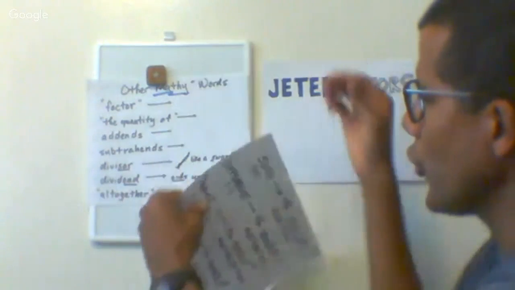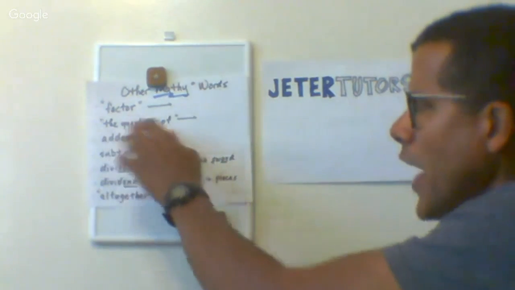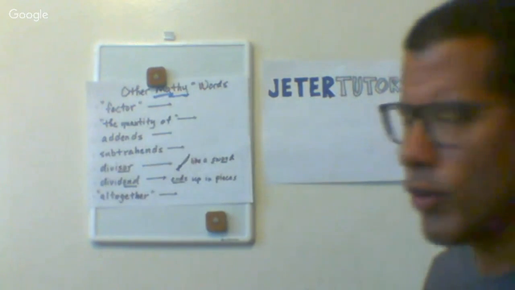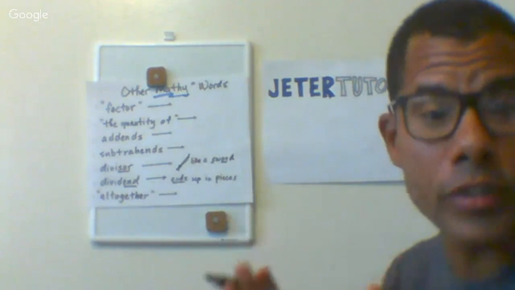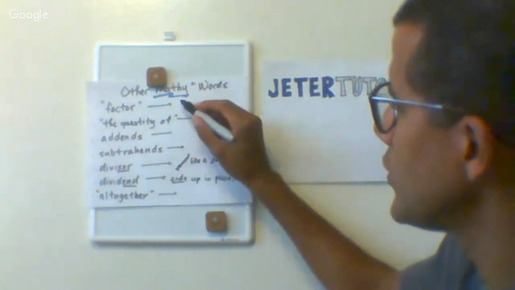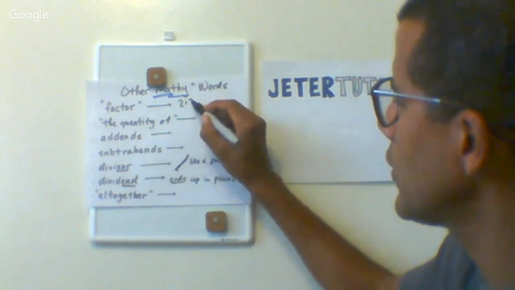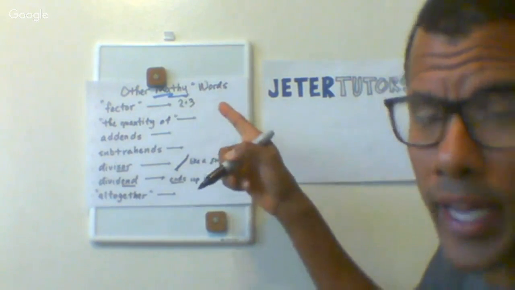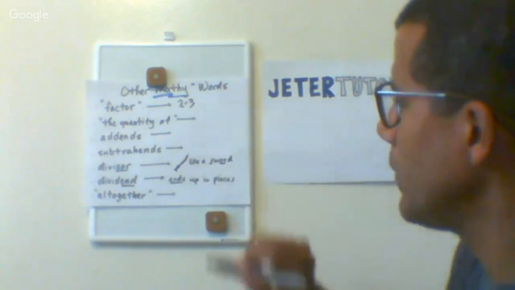Other mathy words. Okay, other mathy words are factor. So I'm going to do a little writing. A factor is something that is multiplied. So the factors of 6 are 2 and 3. So 2 and 3 are factors of 6 because they're multiplied.